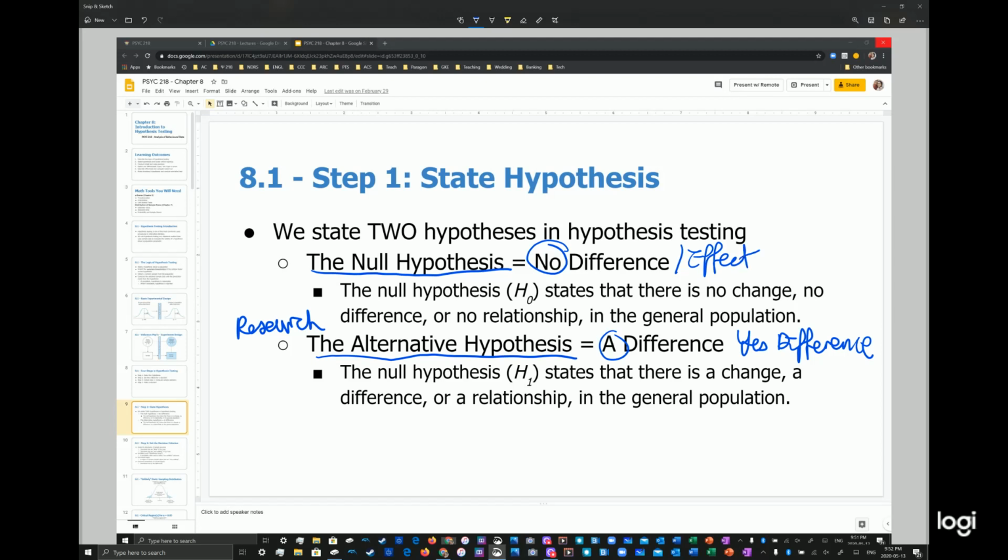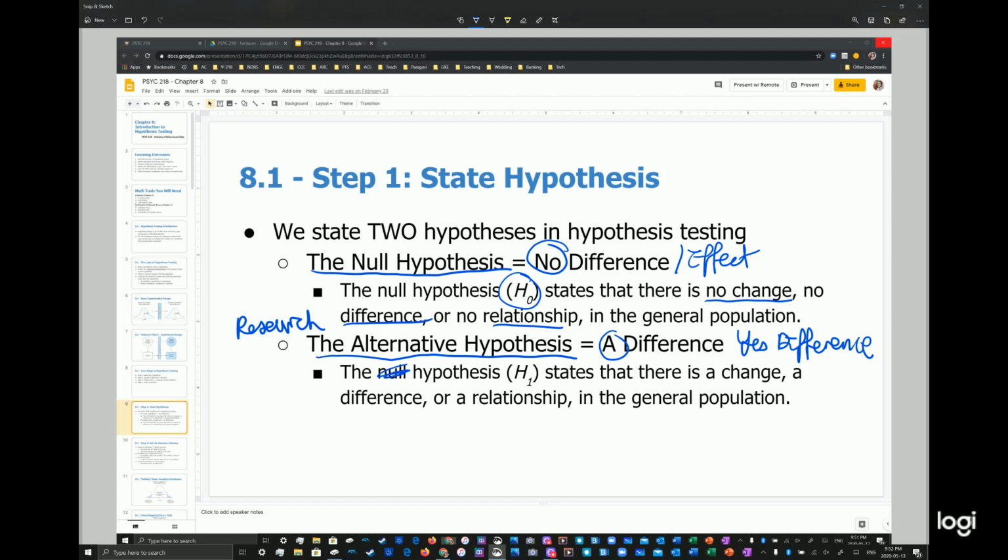Alternative hypothesis means yes difference or yes effect. Yes, there is some kind of effect. The notation for the null hypothesis is H, capital H for hypothesis, and then 0, which is read as "not," as in not for the null hypothesis. Again, the sentence says no change, no difference, no relationship, no effect in the general population.